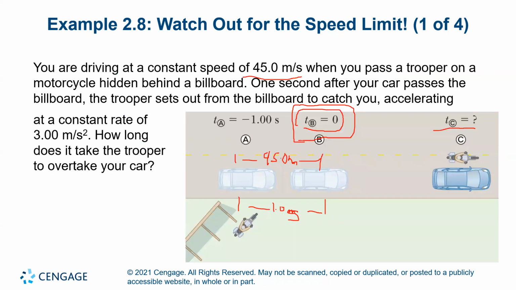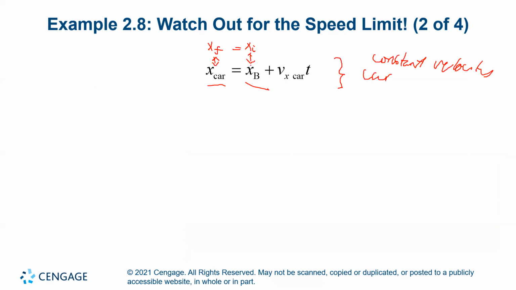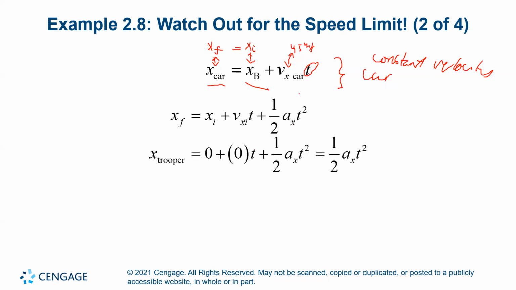Our initial position is x_B right here, when the car has already moved 45 meters away from the billboard. v_x car is the constant velocity of the car, which is 45 meters per second. Time here is what we are looking for. We don't know what time it takes for our trooper to catch up.